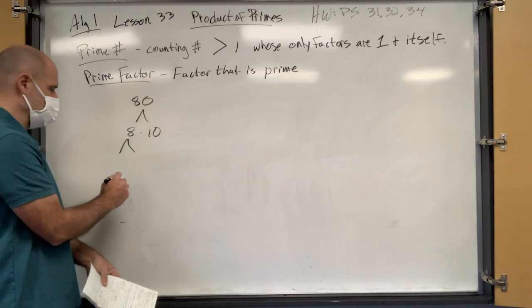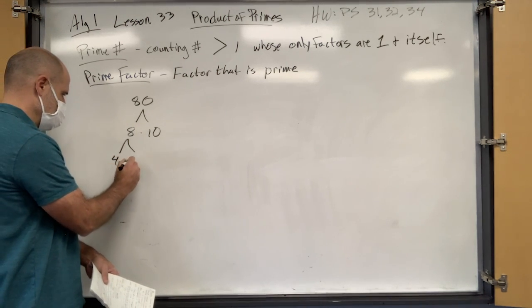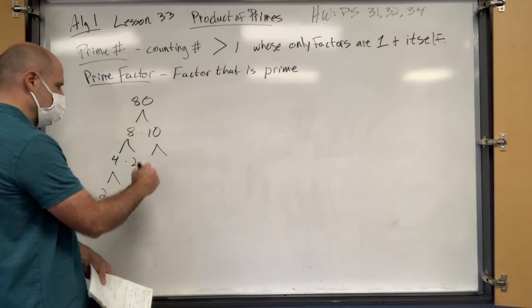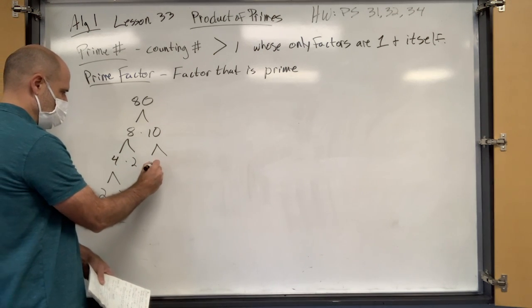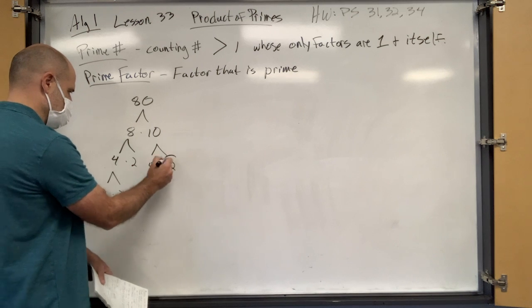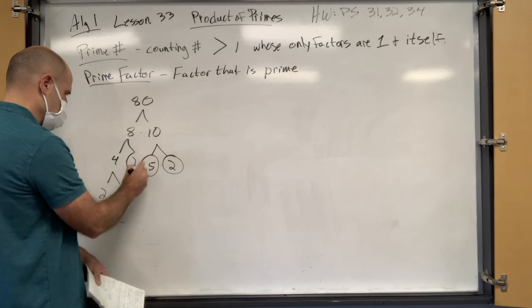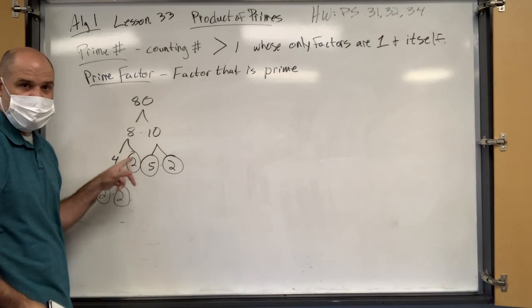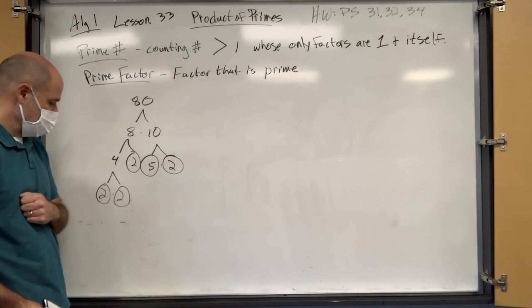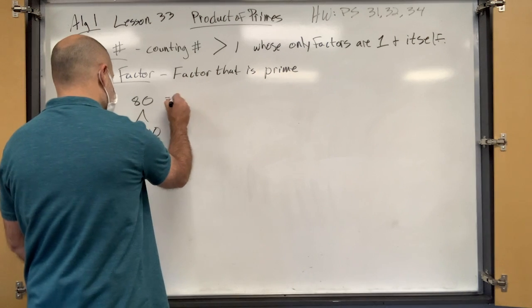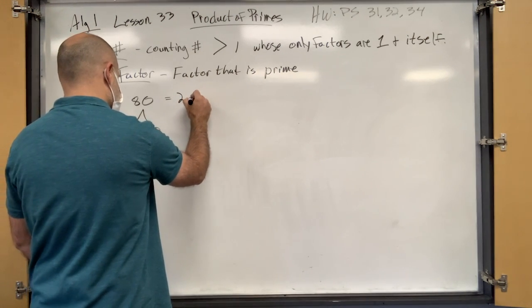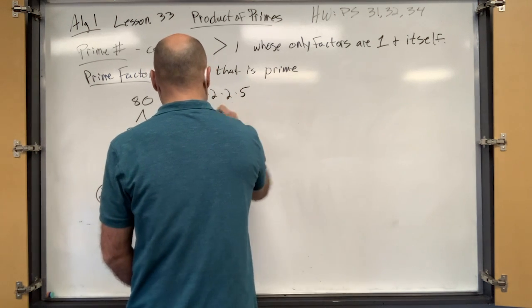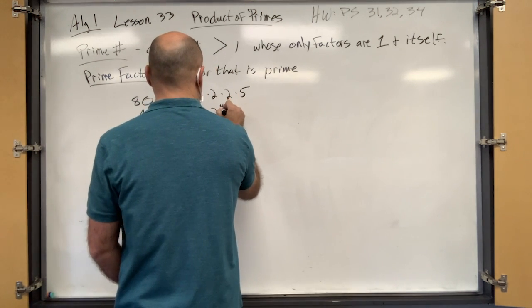What times what is 8? 4 times 2. And then you can break down 4 to 2 times 2. What about 10? 5 times 2. And then that's it, right? So once you get to a prime number, you can circle it, because sometimes it might get hidden up there, stuck up there, and you can't see it. Okay? So once you get to a prime number, circle it. So this is 2 times 2 times 2 times 2 times 5, or 2 to the 4th power times 5.